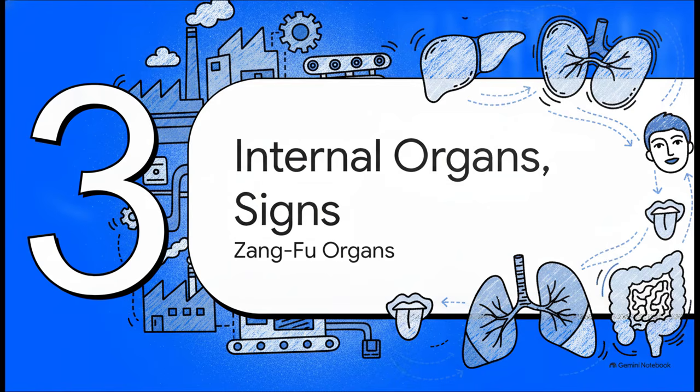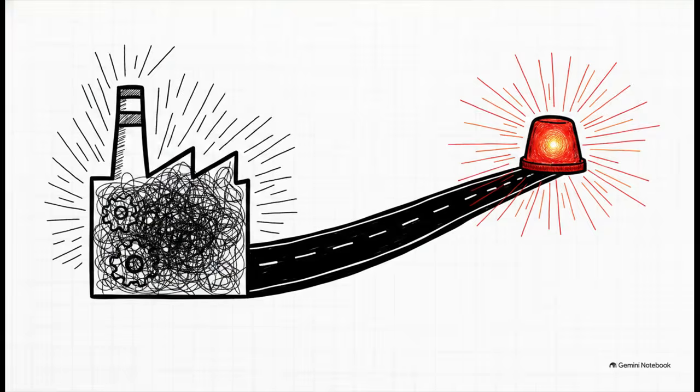Which brings us to Section 3, internal organs, external signs. Okay, so we've covered the local blockages. Let's shift our focus from those highway traffic jams to the actual internal factories themselves, which are known in TCM as the Zang-Fu organs. So the crucial point is this: every single primary meridian physically connects to its respective internal Zang or Fu organ. Because of this hardwired connection, internal disharmonies are going to manifest as external channel symptoms.